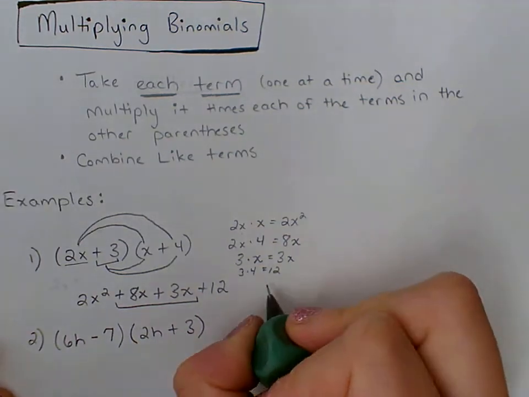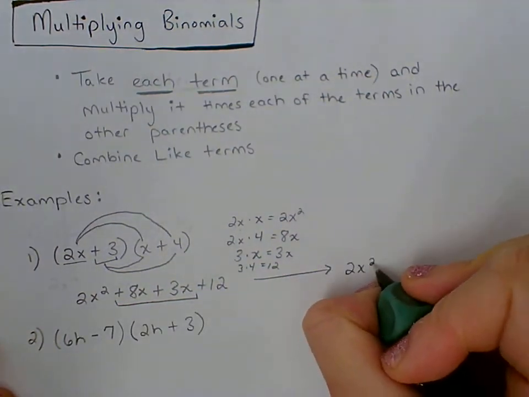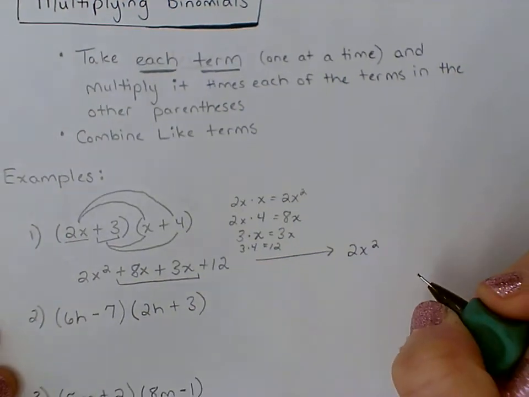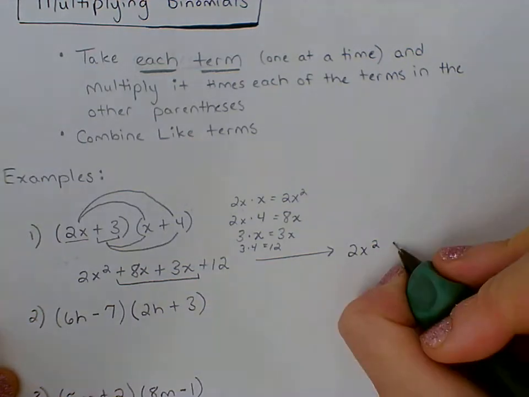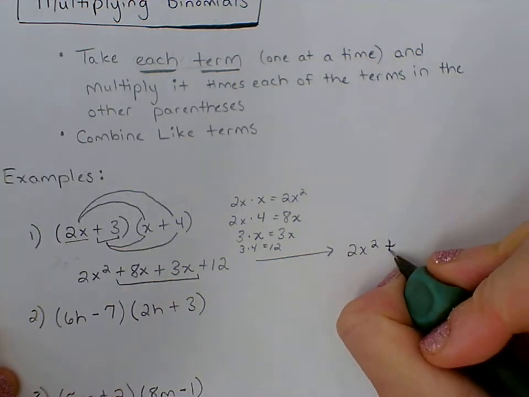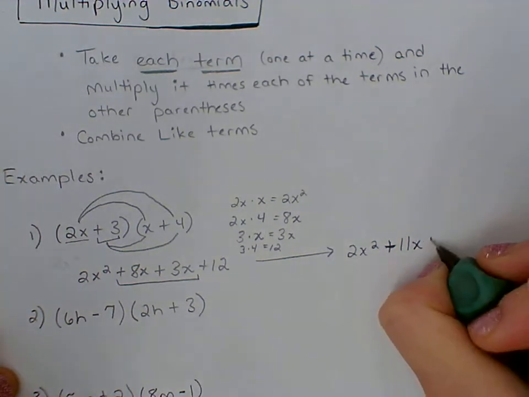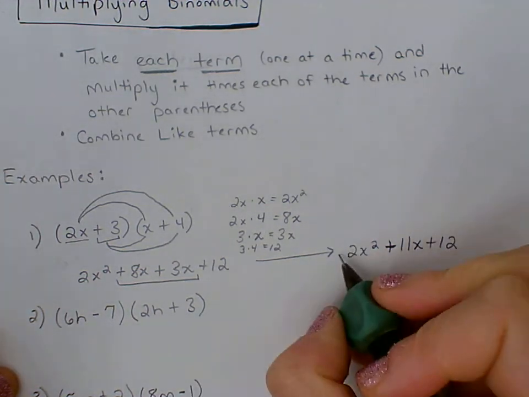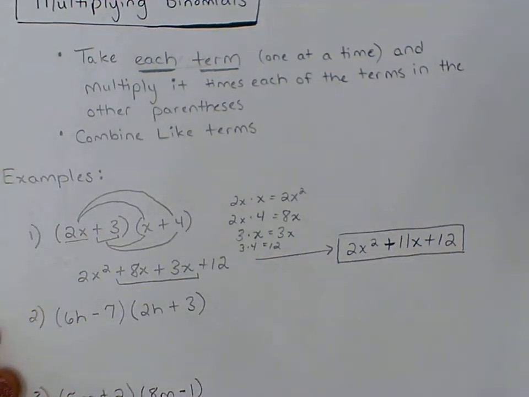Okay, so I'll write my answer over here. My 2x squared would go first because it has the highest degree. And then 8x plus 3x, 8 plus 3 is 11, so that'd be 11x, and then that plus 12 just comes over. So that is what you get when you multiply those two binomials.